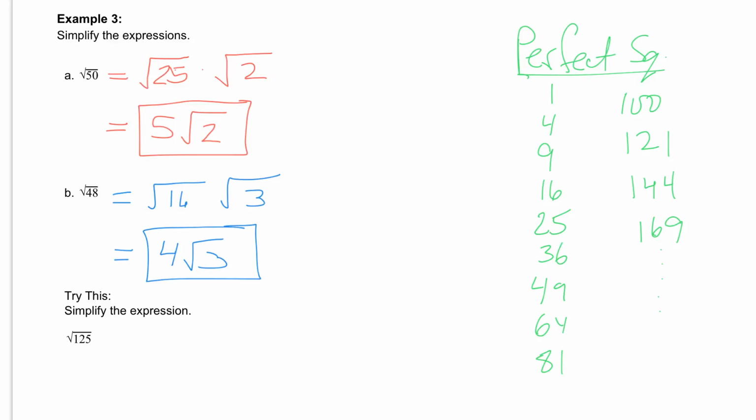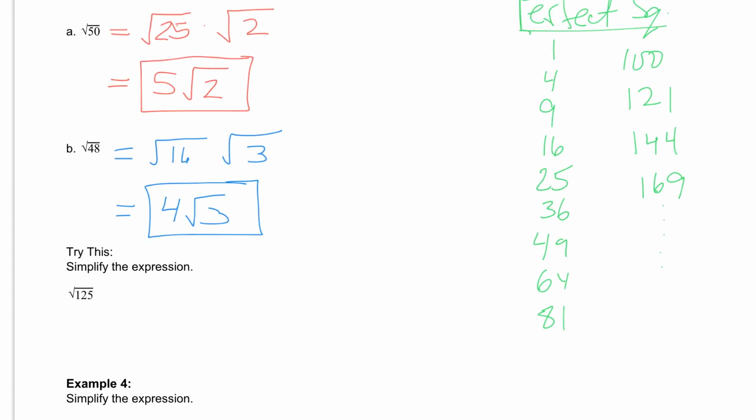Then I would like you to do the try this, which is the square root of 125. So you can pause it now, unpause it when you're ready to check your answer.